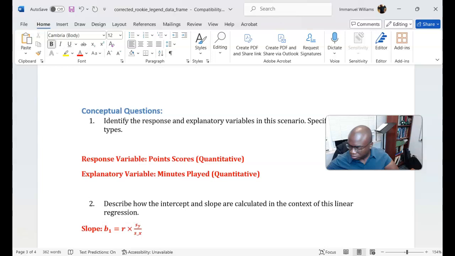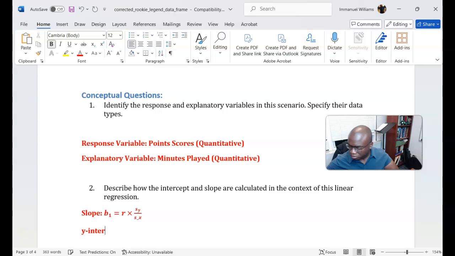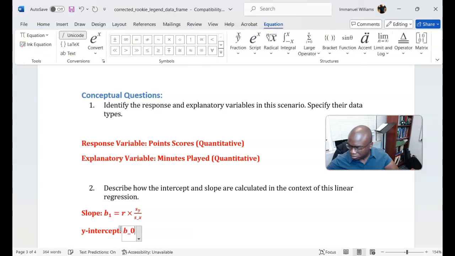Whereas my y-intercept is found by looking at y bar minus b1 times x bar. And this equation minimizes the distance between each point and the regression line.